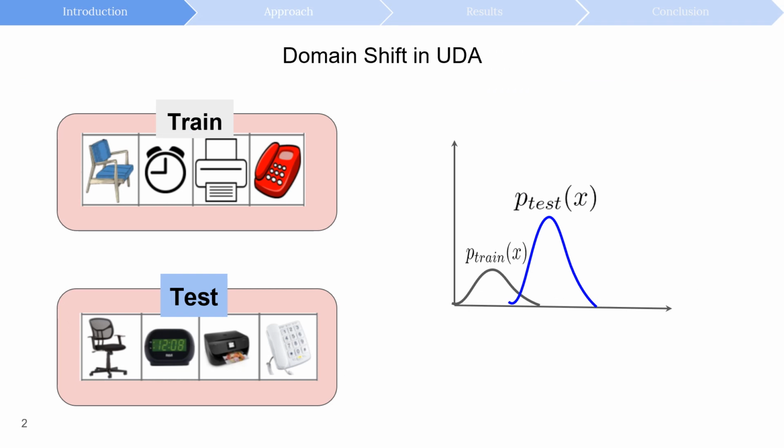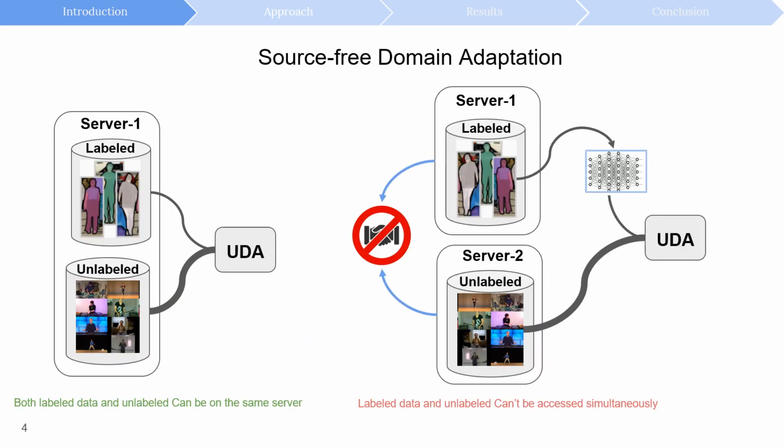What is domain shift in unsupervised domain adaptation? In this case, training and test datasets come from two different distributions. Therefore, model performance drops while testing. In a standard UDA, both the labeled source dataset and unlabeled target dataset can be accessed during adaptation. Therefore, both of the datasets can be present on the same server. It may not be suitable for applications which require data privacy.